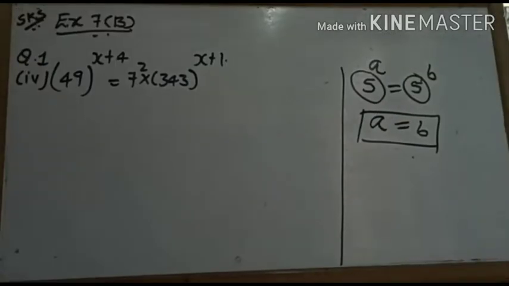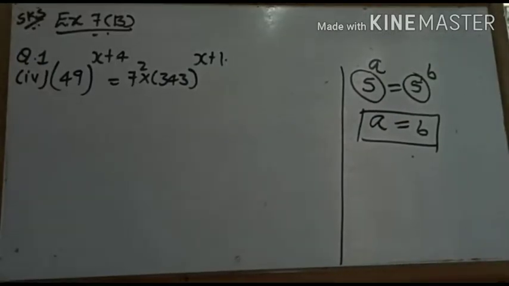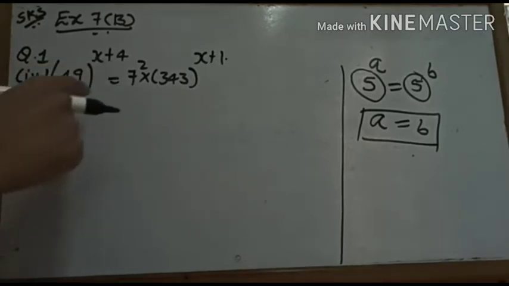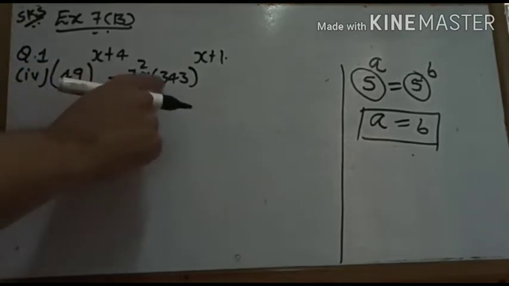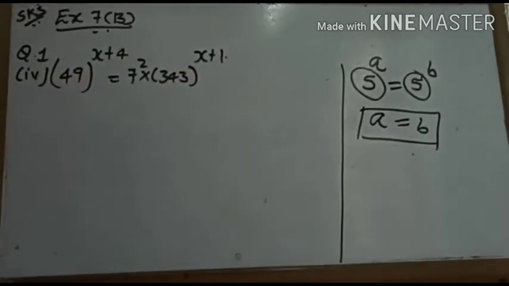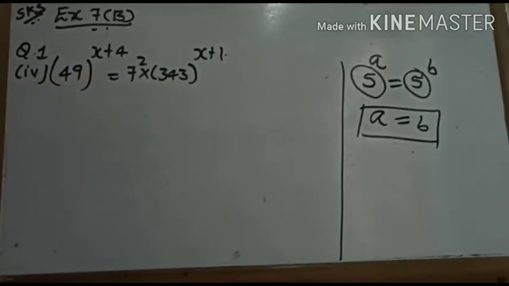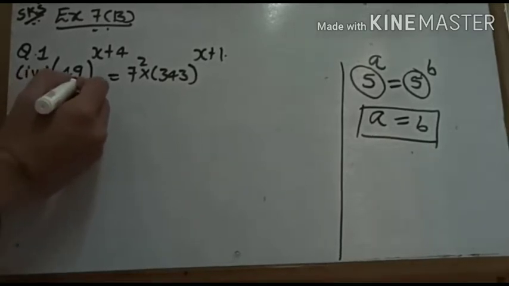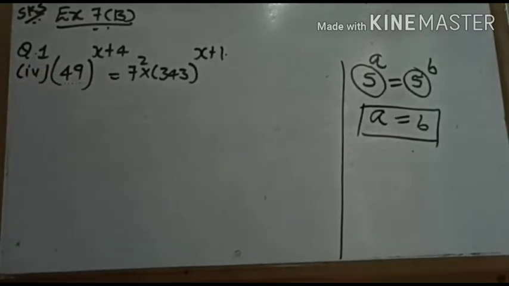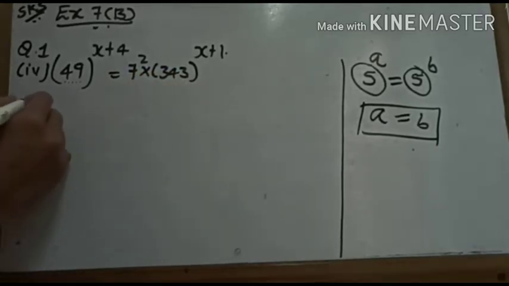Dear friends, one more question. Question 1, sub question 4, that is given 49 whole raised to x plus 4 equals 7 square into 343 whole raised to x plus 1. As I told you, bases should be same. So here if you observe it carefully, 49 is a square of 7 and 343 is a third power of 7. So I will convert everything in the power of 7.